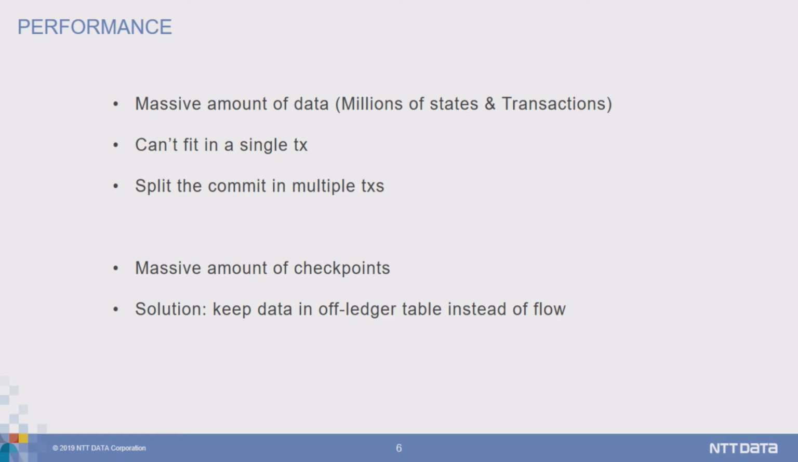So our commit flows are idempotent. They don't have any internal state, but when the flow starts, it retrieves what it has to commit from the database, and then starts committing Corda transactions. We also solved other performance problems by creating tables inside the database.